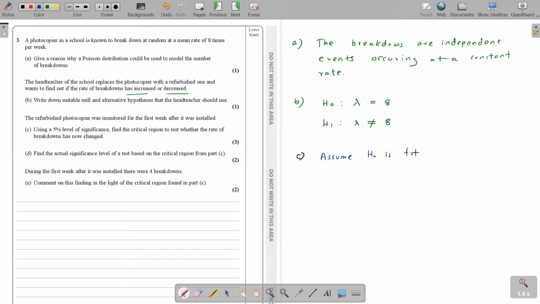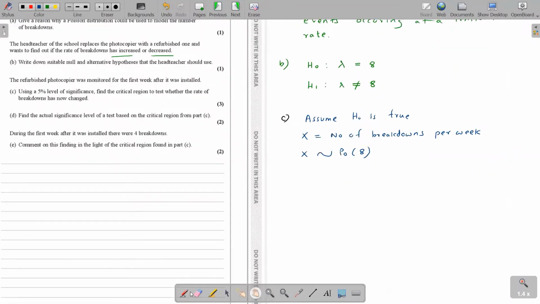And then we take the distribution. So what is X here? X is the number of breakdowns, because X is the number of times the machine breaks down, number of breakdowns per week, because we are measuring it per week. So we know that X follows a Poisson distribution with lambda 8. Is that clear? So this is our distribution. Now I need to find the critical region.